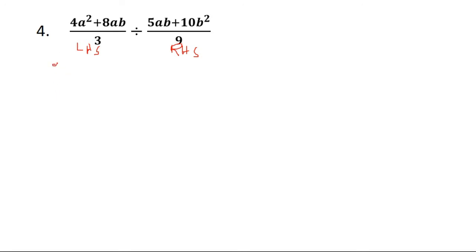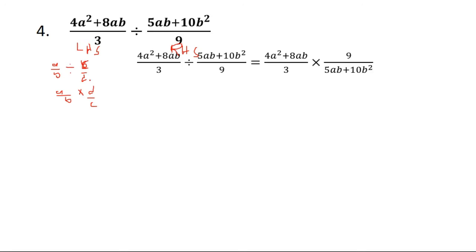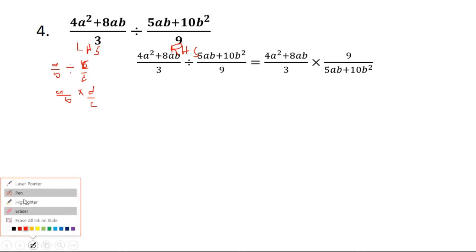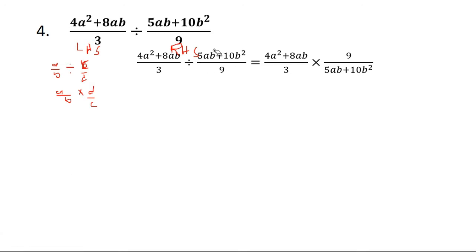So if you have a over b divided by c over d, this is what I mean. Keep what is on the left hand side, so keep a over b. Change the division sign to multiplication and rotate what was here, so d over c. So that is the exact thing we are going to do here. We are going to keep what was on the left hand side. So here I'm going to clean this so that you get what I want to do.